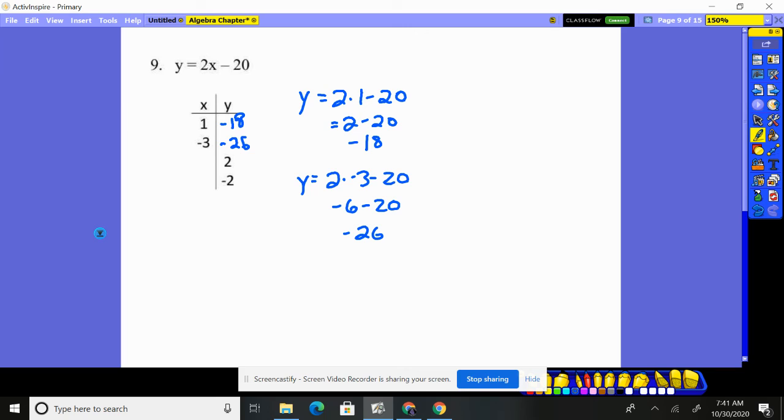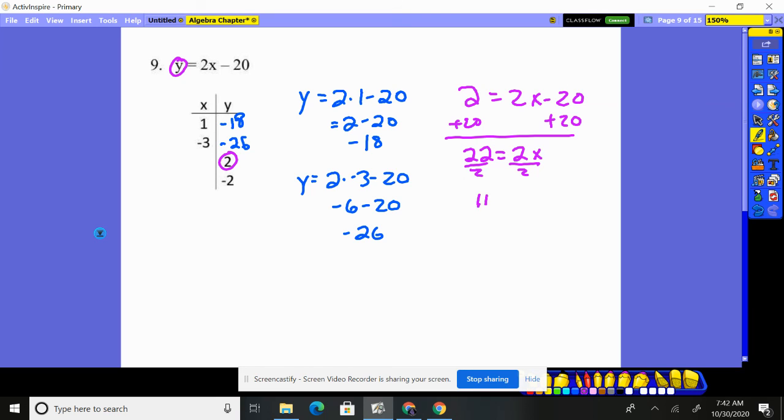Now I got to plug in the y being 2, so that's going to be a little trickier. So I'm going to plug this y is 2 into the y there. 2 is equal to 2x minus 20. Now I got to solve for x, so I'm going to move my number over to be with the other number there. And now final step, divide by 2, we get 11.